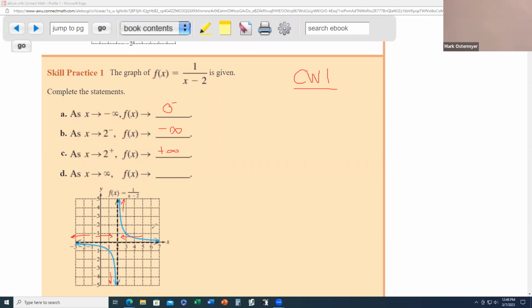As x approaches positive infinity, we go far to the right on the x-axis. Our graph is diving down towards the x-axis, or its y-coordinates are approaching zero, but approaching zero not from below, but from above. Any questions about any of those? That's classwork number 1.